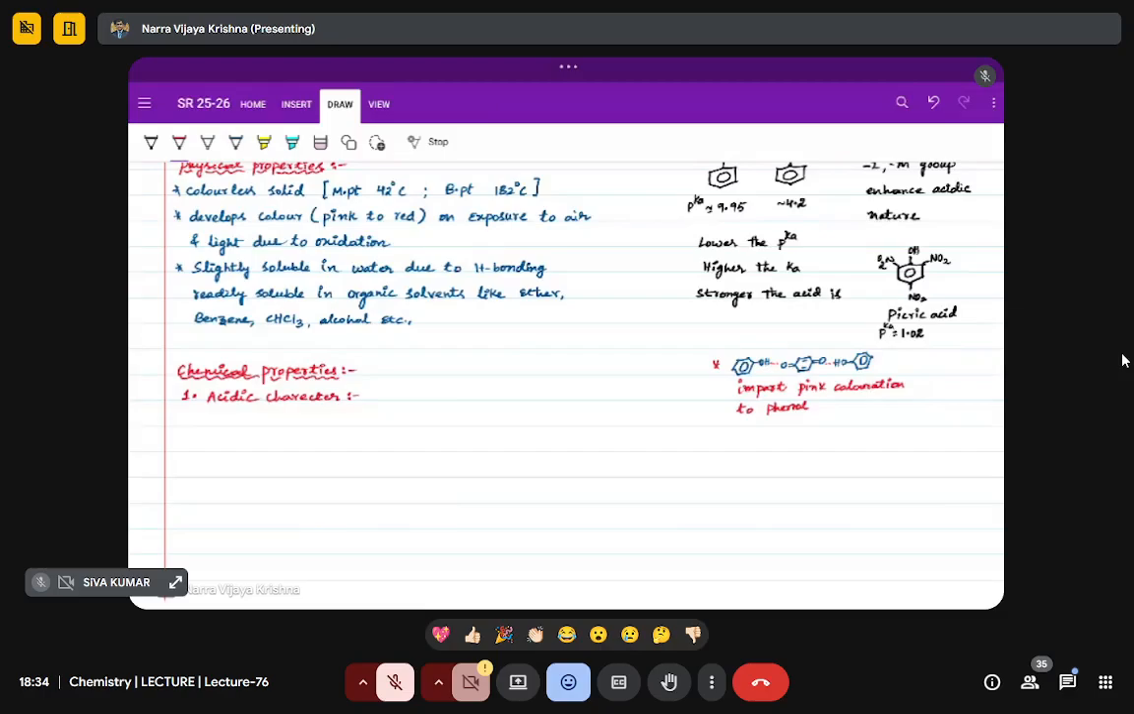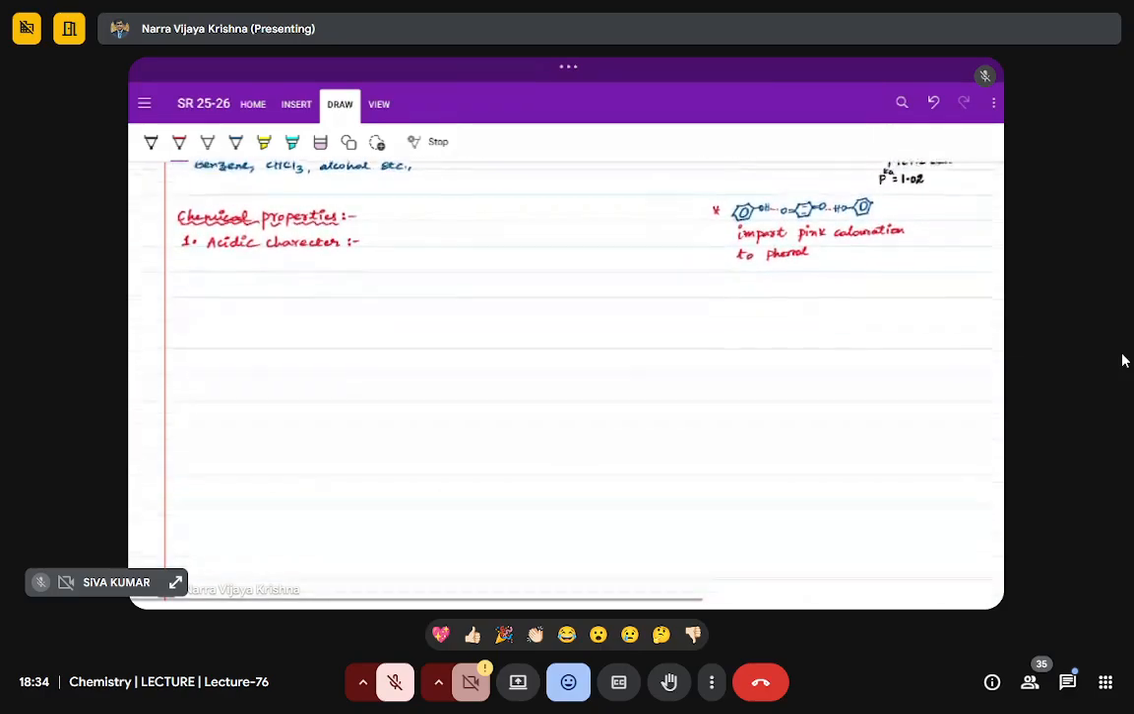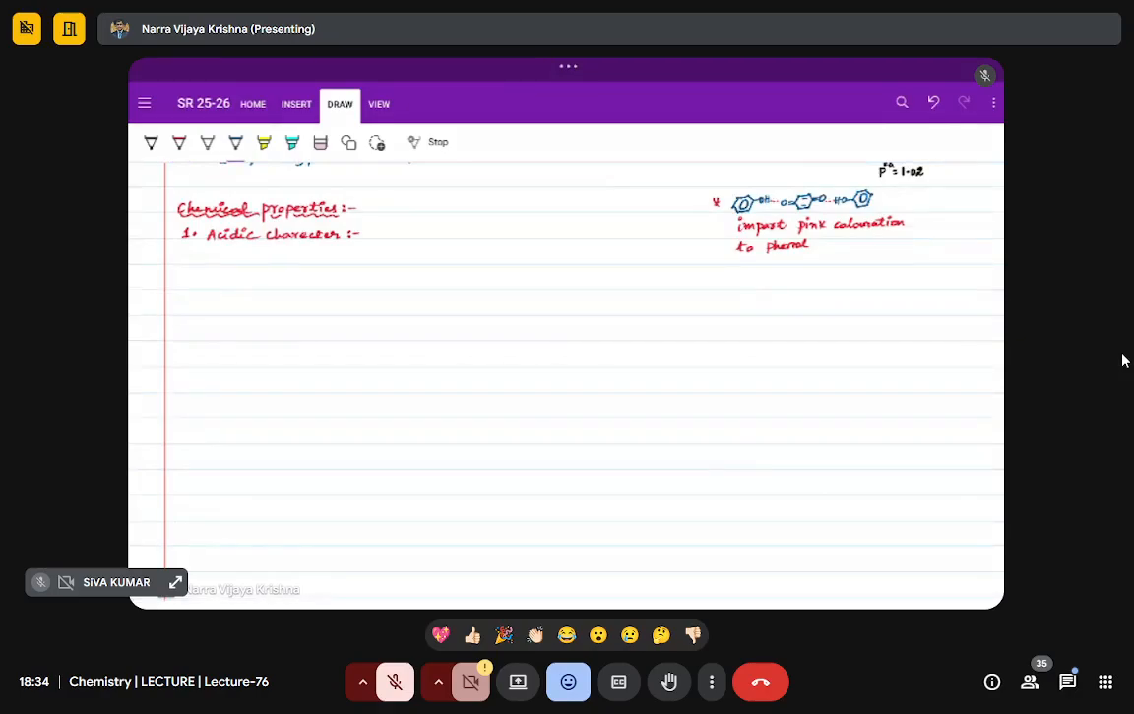Means can I allow phenol to react with metals like sodium and so on? I am taking phenol, allowed to react with metals, or can I allow it to react with NaOH? With NaOH, what you will get? You will get PhO minus Na plus, and you will get H2 gas. Correct?